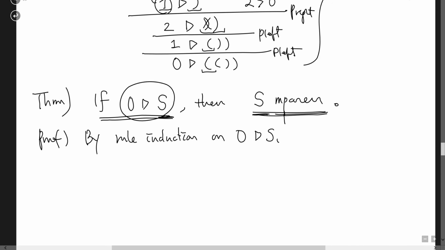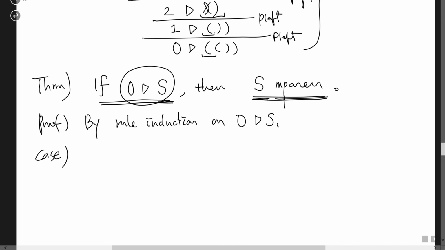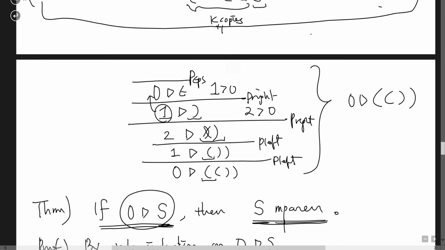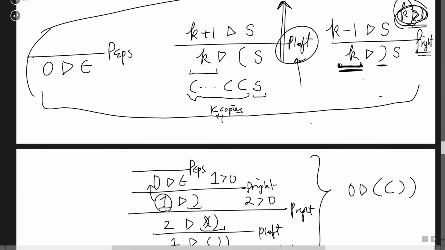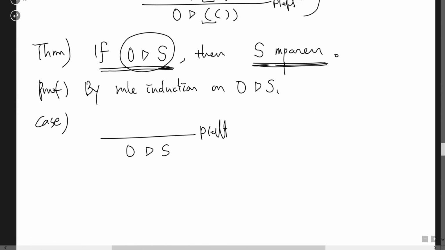Let's consider this case. So we apply the p left rule. The string must start with the left parentheses. So in this case, we have left parentheses S prime, where S is equal to left parentheses S prime. In that case, we want to prove the premise, which is 1 triangle S prime.